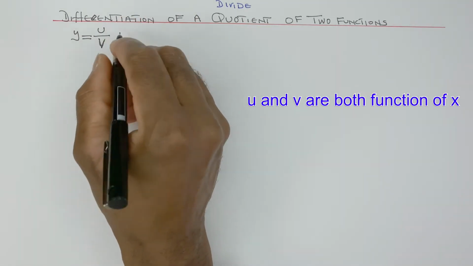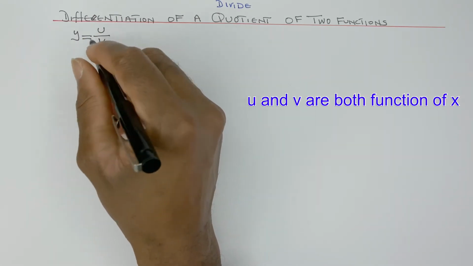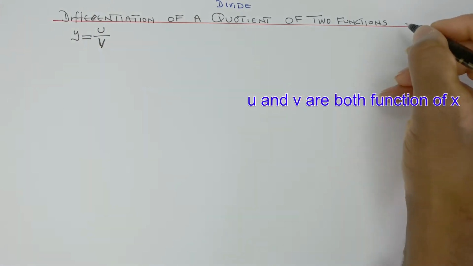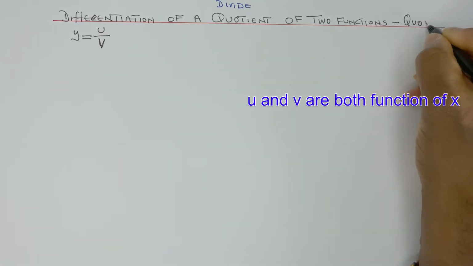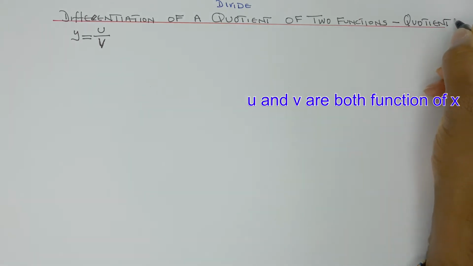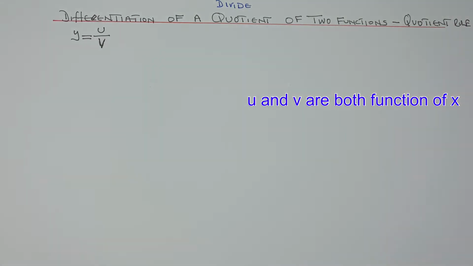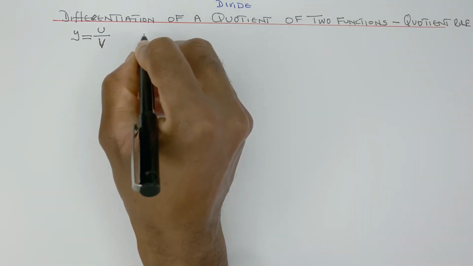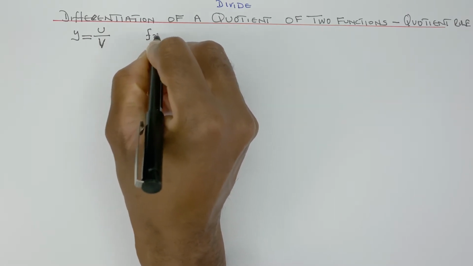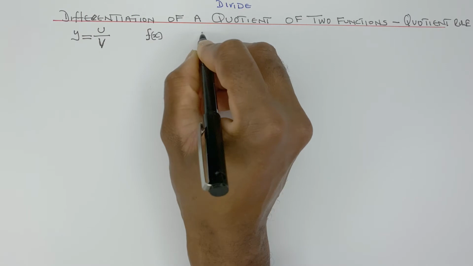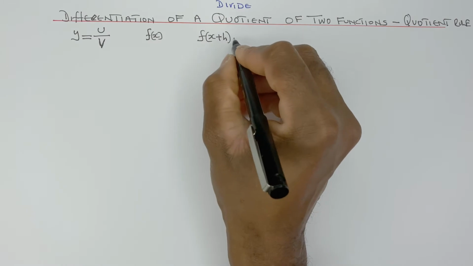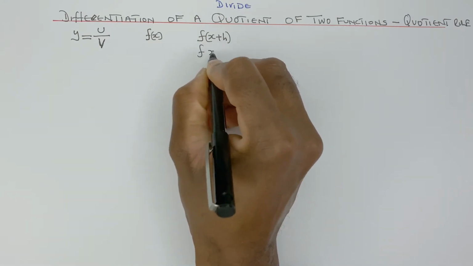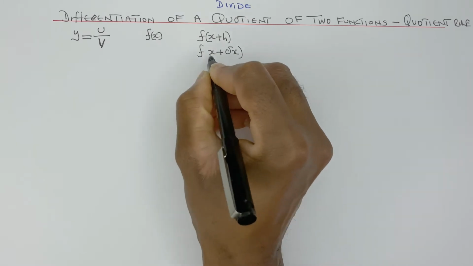Now what we're going to do is derive the formula for differentiation for the quotient rule. So this formula is the quotient rule. So that's what we're trying to derive here. Now, with the quotient rule, we have a function f of x and f of x plus h, or sometimes it can be written as f of x plus delta h. Same thing.